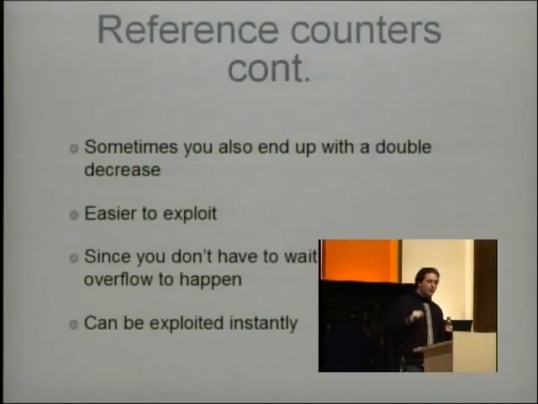So with the evil twin here, you don't have to do this. It's instantaneous, right? Because a double decrease in the reference counter basically means that the reference counter should have been higher than it is. So you could just free something and still have references to it. So this kind of thing is really bad. The exploit can be instant, right?